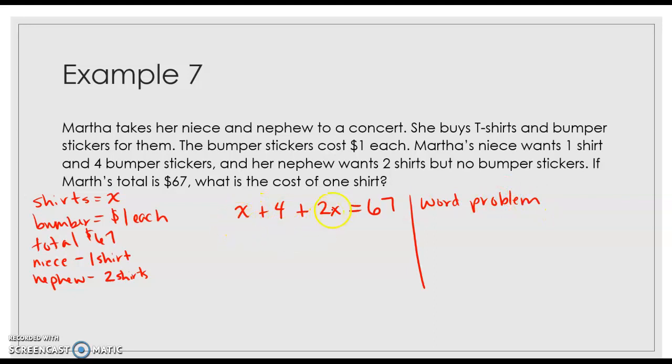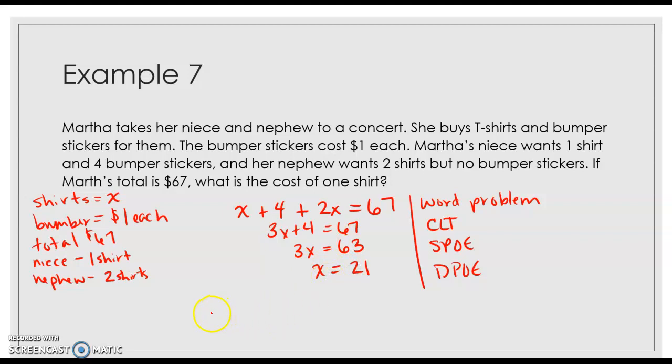From here, x plus 2x is going to be 3x plus 4 equals 67. So here we combined like terms. And then from here, I'm going to solve. So I'm going to use the subtraction property of equality, and I'm going to subtract 4 equally from both sides. So then I get 3x equals 63. And then I'm going to use the division property of equality. I'm going to divide both sides by 3 so that x equals 21.